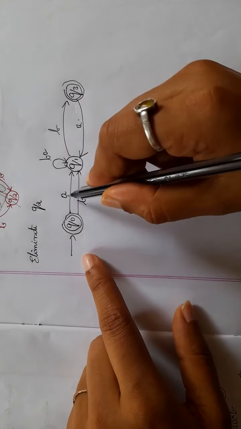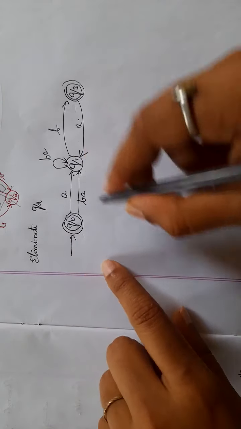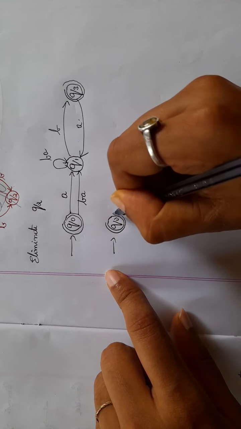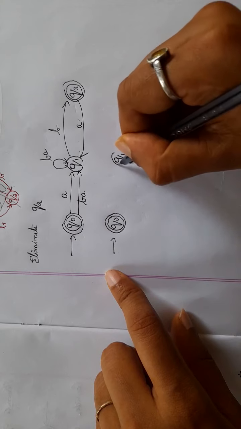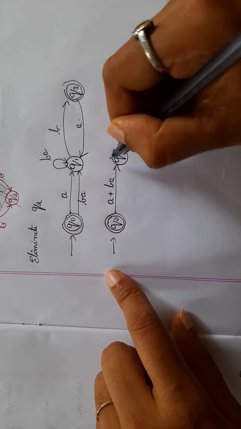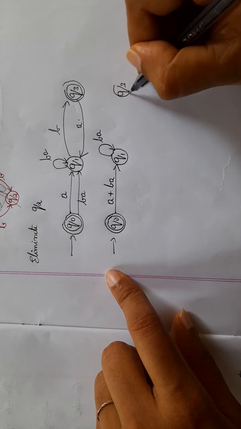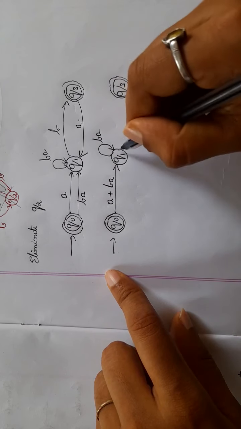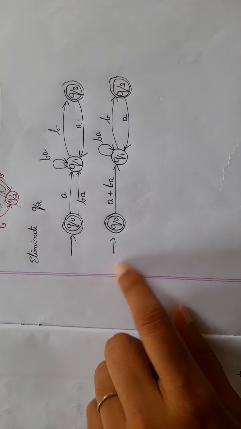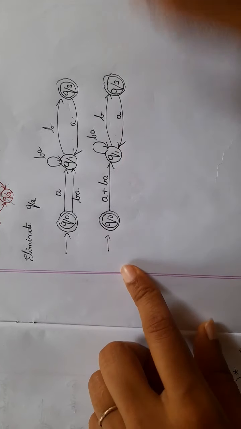Next, here I have two transitions from Q0 to Q1 with respect to A and BA. So I'll simplify this and write that is Q0, Q1. So here either A or BA, then I have a loop with respect to BA, and then I have Q3. So this is B and this is A. Next I have three states where Q1 is the intermediate state. So we shall eliminate Q1.